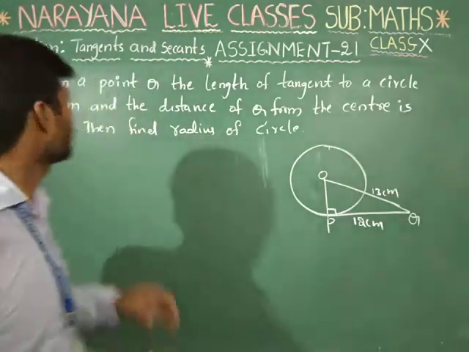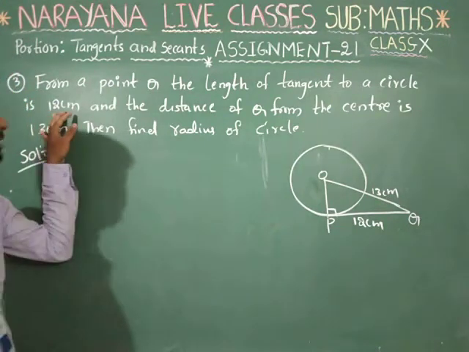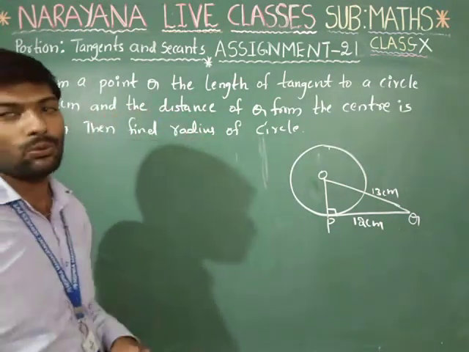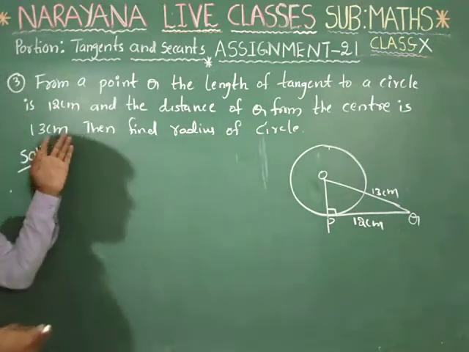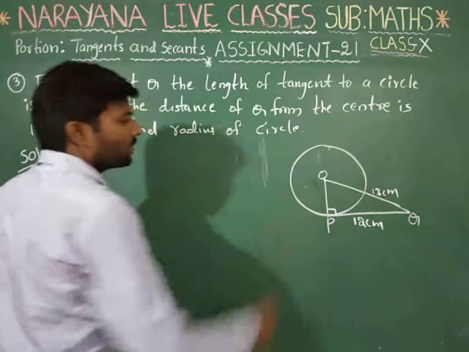So let us see the third question. From a point Q, the length of the tangent to a circle is 12 cm and the distance of Q from the center is 13 cm. Then find the radius of the circle. So here the relevant figure is given.